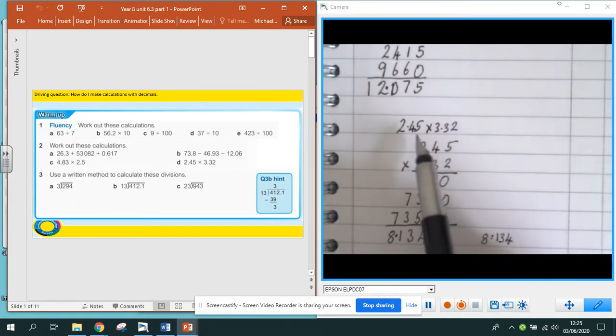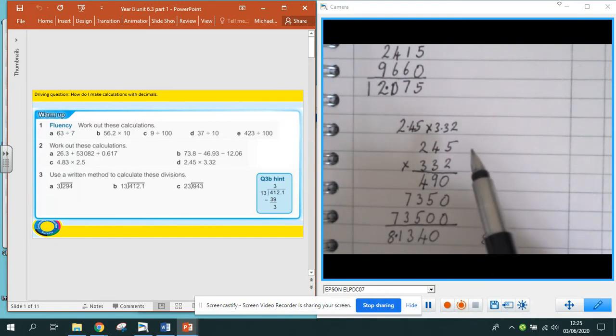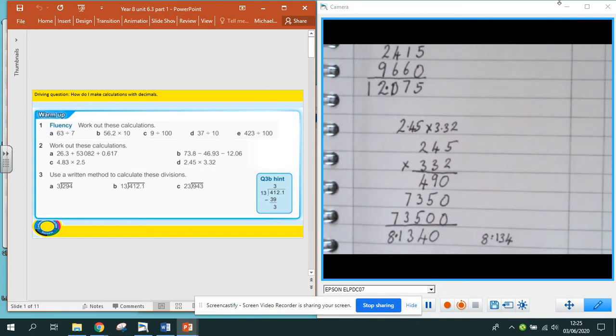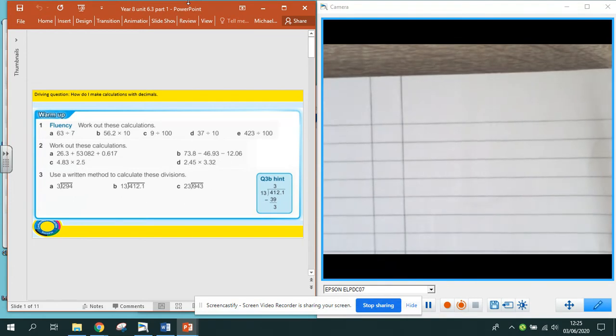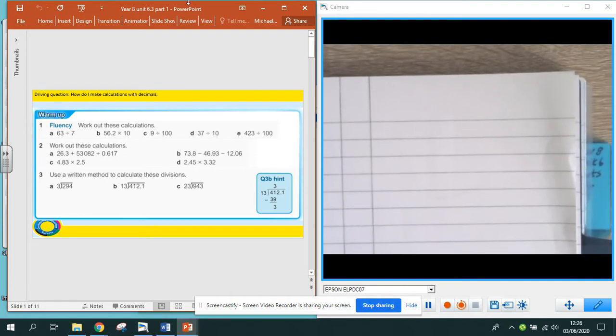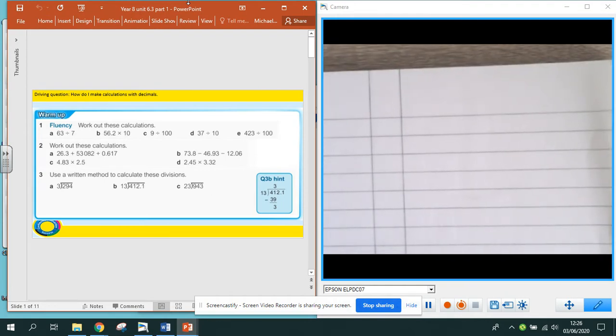A quick estimate, 2 times 3 is 6, and I've got 8, so again, my estimate's pretty good. It's the right size, it's not 80 or 0.8, so that's absolutely fine. So now we come to the questions that I suspect have caused more problems, the divisions. So let's have a quick look at these divisions now.